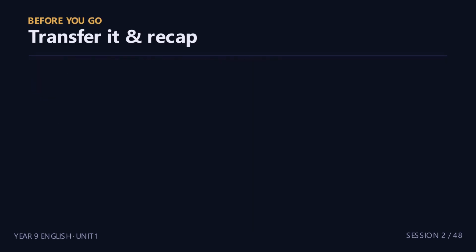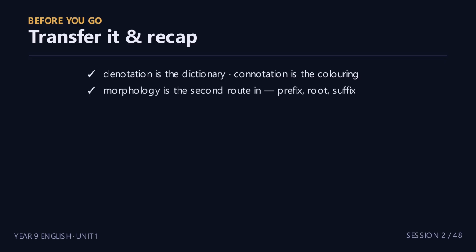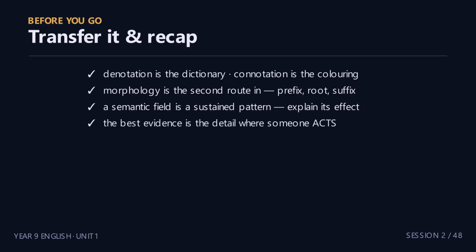Morphology is your second route in: prefix, root, suffix. A semantic field is a sustained pattern, not any two related words, and you must explain its effect. The best evidence is the detail where someone acts. And always rank your alternative honestly. When you speak about this passage, present both readings, the guard as professional reassurance and the guard as deliberate redirection, and then rank them by evidence. That's real analysis. You did really well today. Noticing how a single word positions a reader is a genuinely sophisticated skill, and you've just learned it.